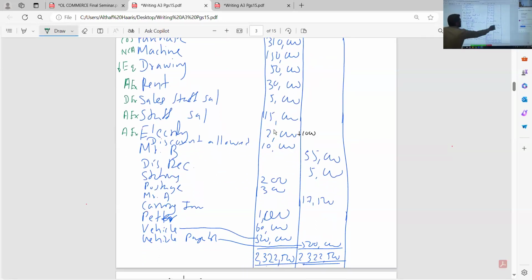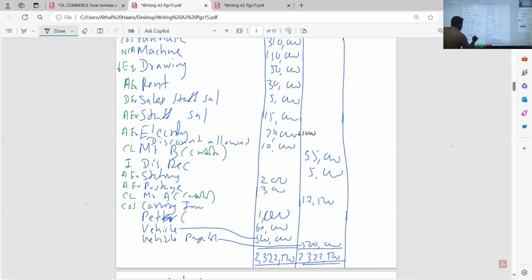Mr. B is a creditor, current liability. Discount received, income. Stationery, admin expense. Postage, admin expense. Mr. A, creditor, so it is current liability. Carriage inwards, part of the cost of sales.